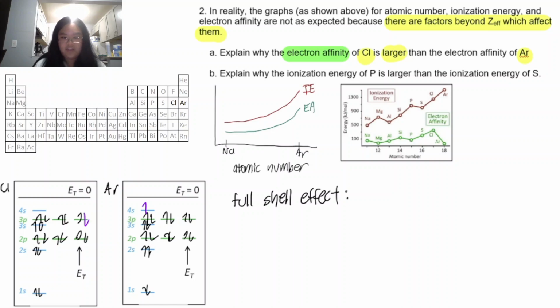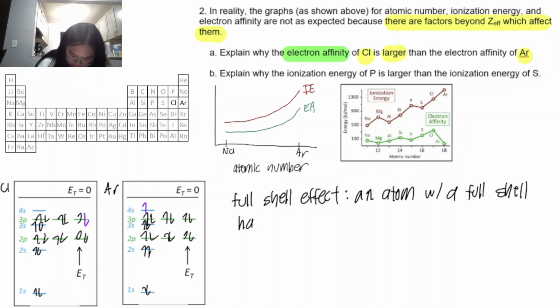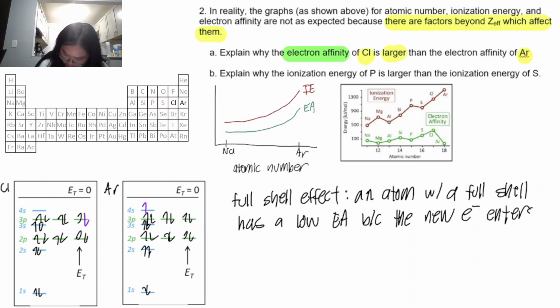To summarize it, we can call this the full shell effect. And the full shell effect says that an atom with a full shell has a low electron affinity because the new electron enters a higher shell. So the answer to part A is the full shell effect.